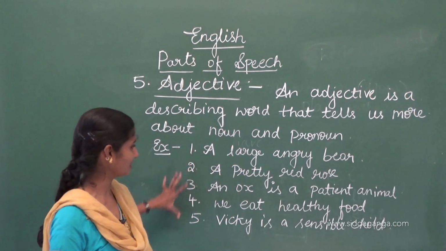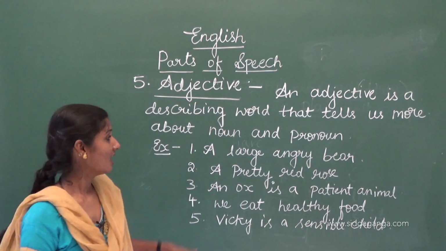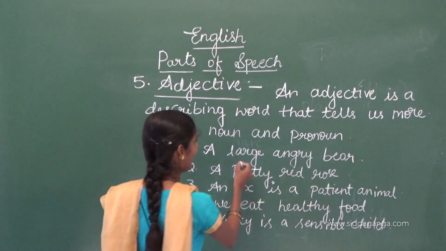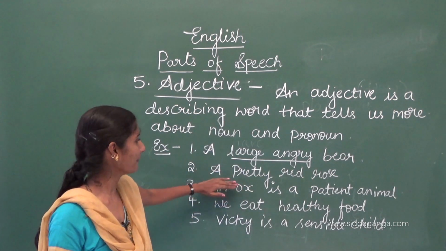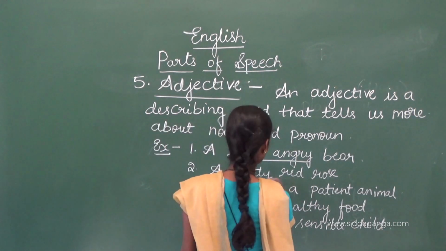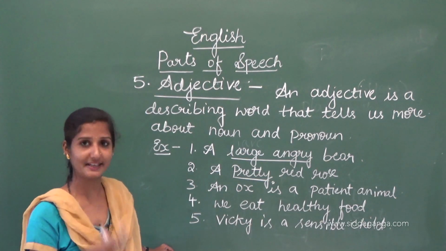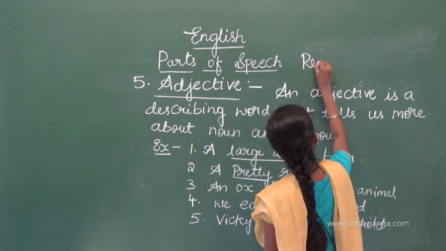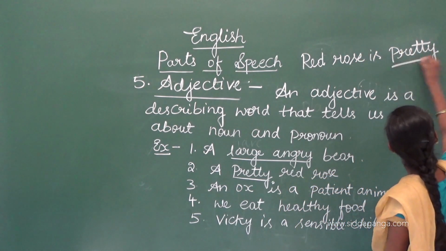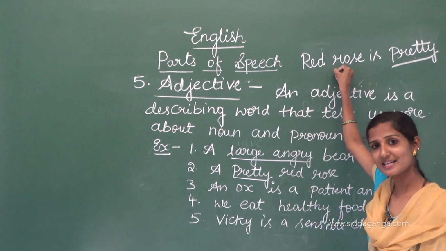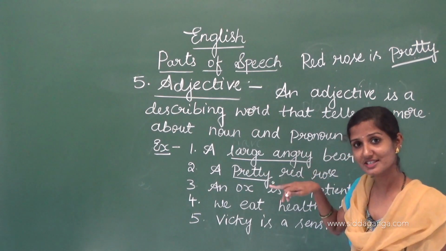Okay, so here you can observe, I have written some examples. A large angry bear. So bear is an example for noun, right? How is the bear? It is very large and angry. These two are both examples for adjective. Okay. So a pretty red rose. How is the rose? Pretty. You can write this sentence as: red rose is pretty. So this word is telling us about rose. Here also, bear is large. Large is an example for adjective.